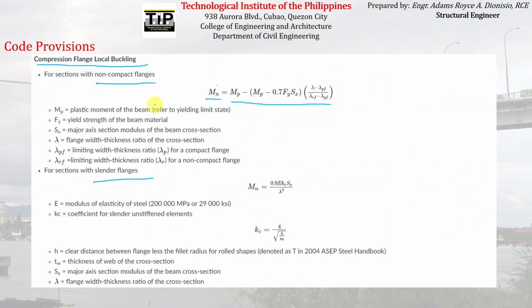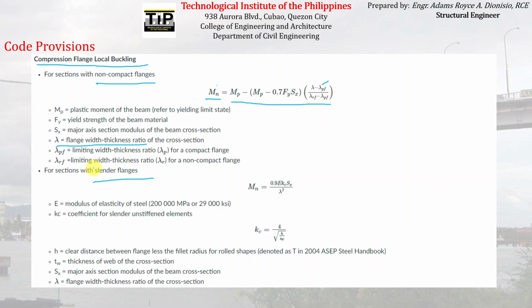If your section is non-compact, say it has a non-compact flange, you can use this formula, which is just equal to the plastic moment minus the quantity: plastic moment minus 0.7 Fy Sx, the section modulus, times the ratio of width-thickness ratio differences. Lambda is the flange width-thickness ratio. Lambda PF is the limiting width-thickness ratio, which is just equal to the lambda P earlier. But since we are only talking about the flange here, we added an F so you can see that it is the lambda P of the flange, over lambda RF minus lambda PF.